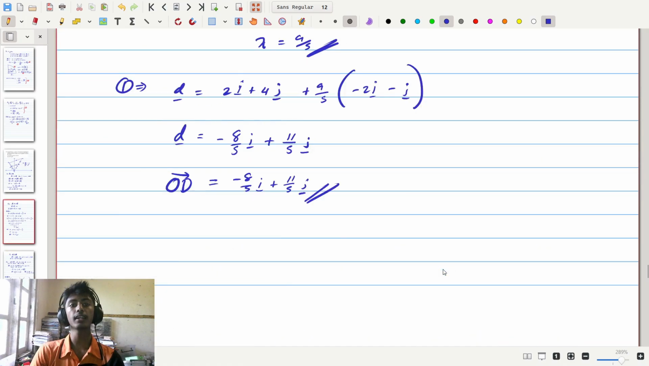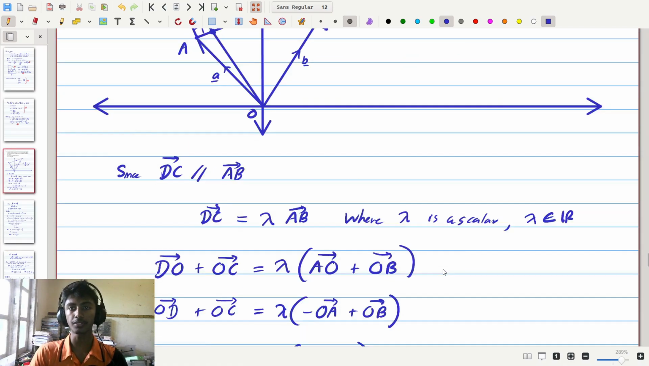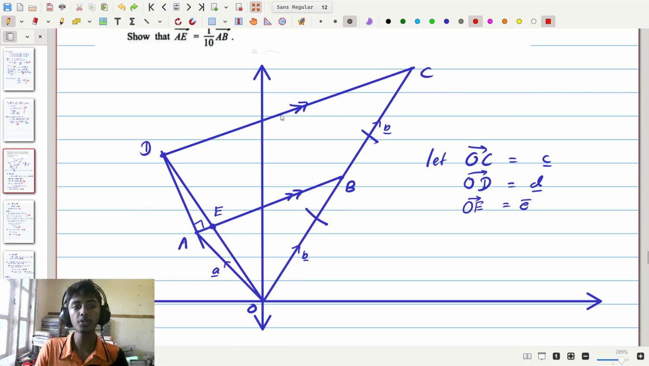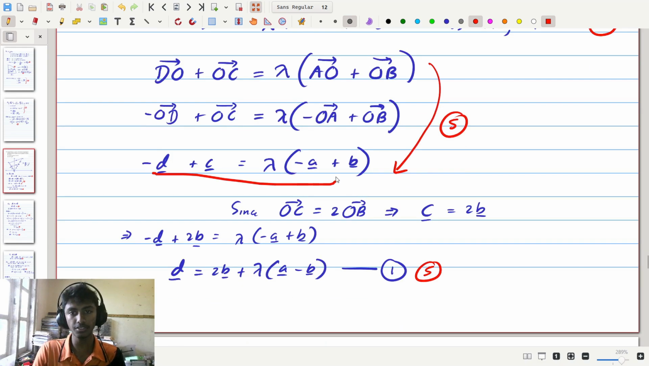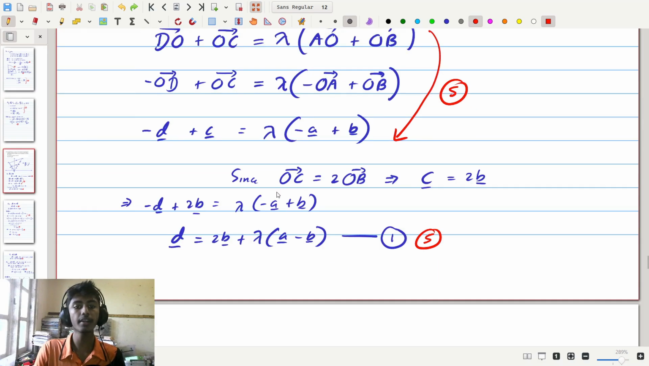So now finally, let's discuss the marks awarded for this question. At the start of the question, when you take the fact that DC is parallel to AB and use it to say that DC must be equal to lambda AB, you get 5 marks. When you then convert DC and AB into their vector forms in terms of only the position vectors of the points A, B, C, D, and you write it like this, you get 5 marks. Then, when you take the fact that OC is equal to 2OB to mean that C vector is equal to 2B vector, you substitute and you get this equation right here, you get 5 marks.